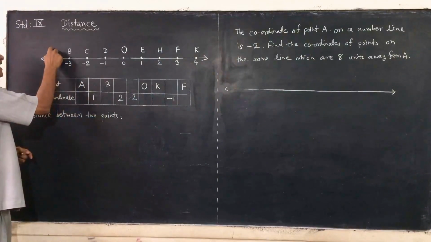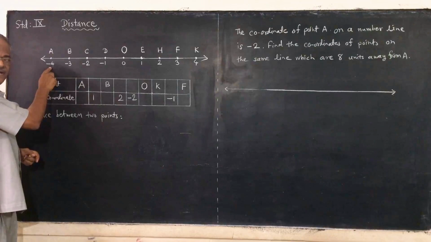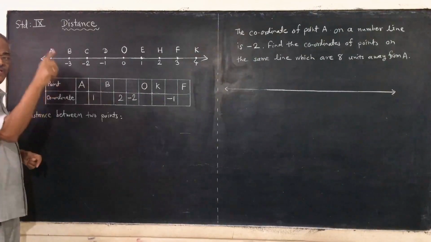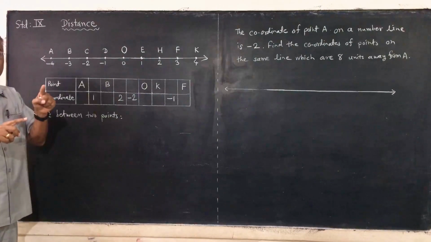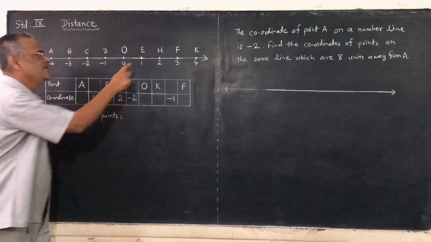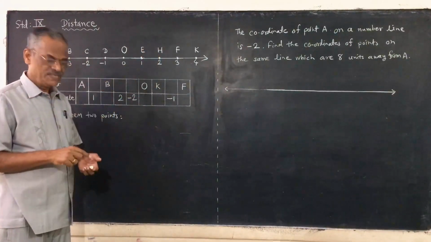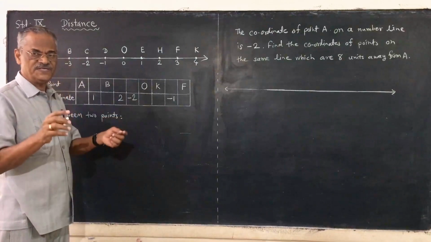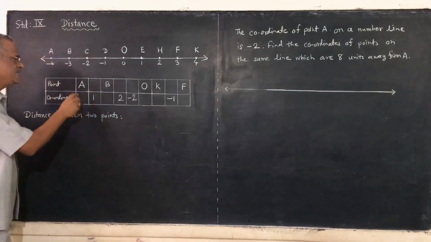we can see that A has a corresponding number -4. So this is the pair. Each point has a coordinate. So let us first complete the table there. What is the table there?